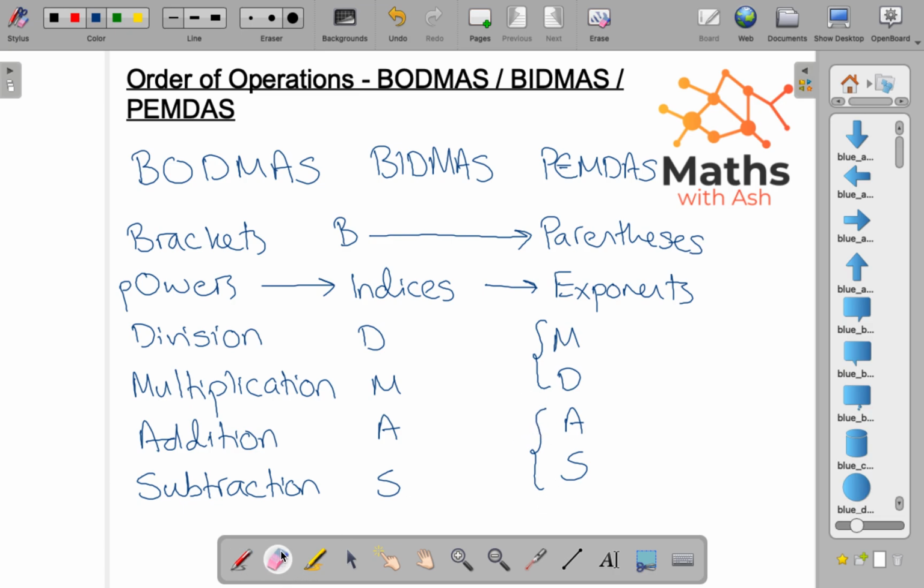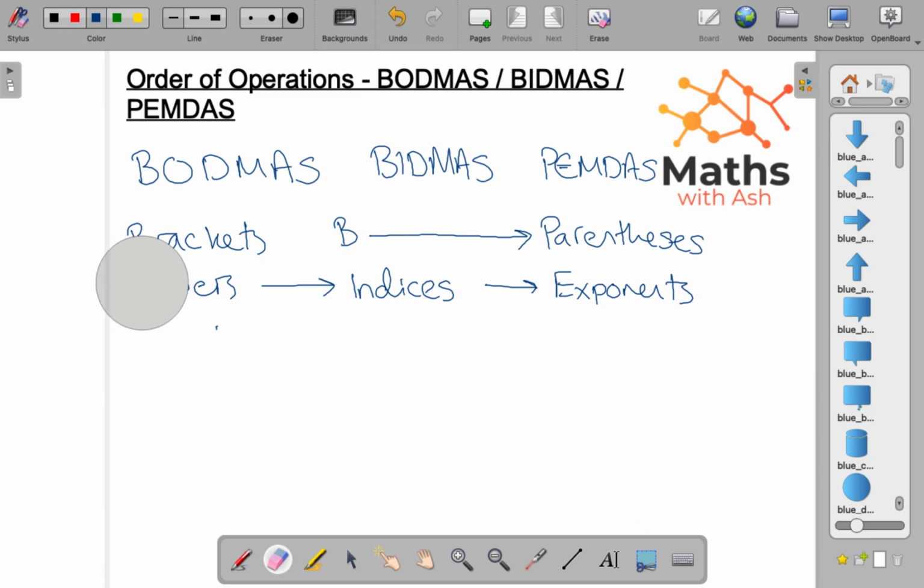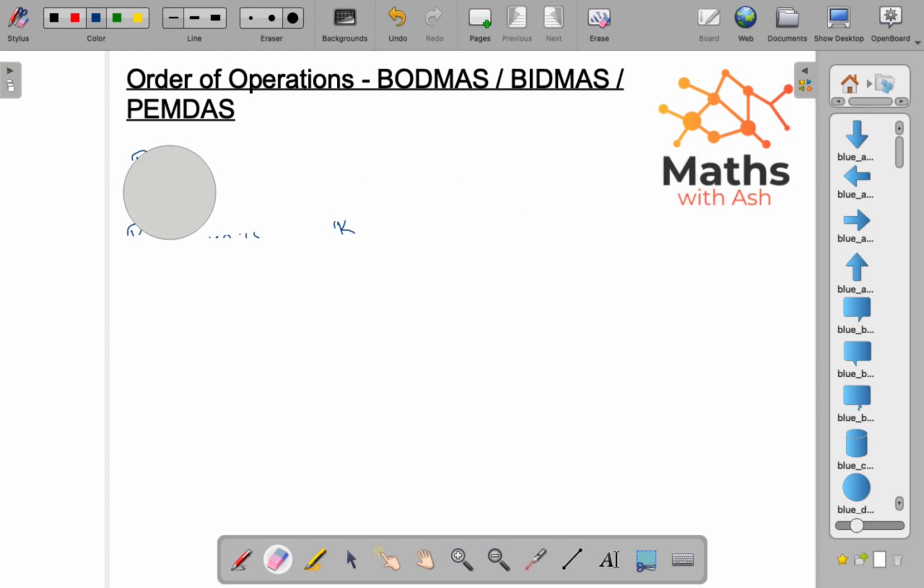Okay, so we're going to focus on BIDMAS to avoid confusion, and I think it makes the most sense to me, calling them indices and brackets rather than parentheses and exponents. So let's have a look. So we've got BIDMAS, B-I-D-M-A-S. So let's try a simple example first.